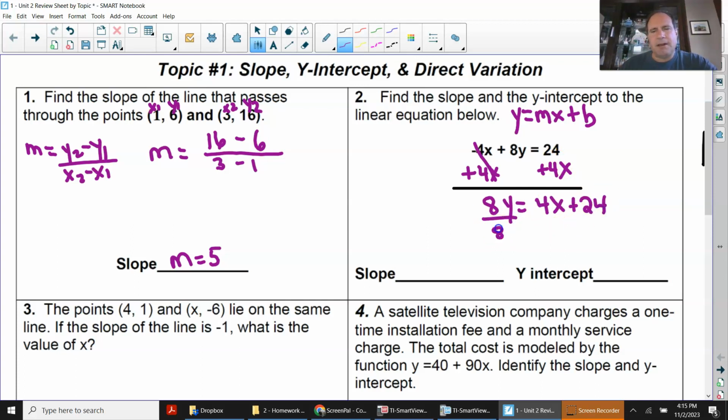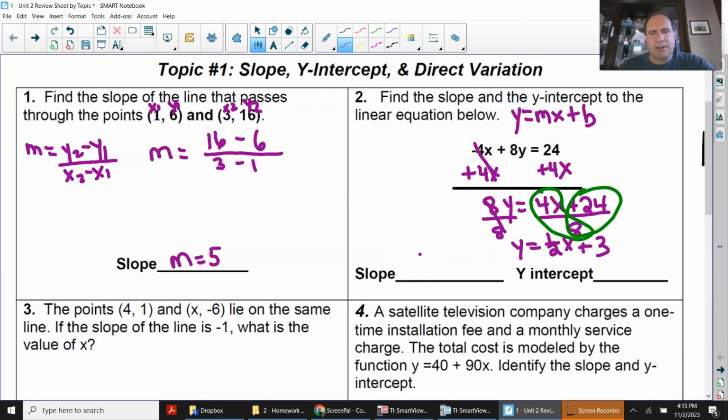Then I'm going to divide by the number that is next to the y, and I will get y equals. I am dividing by 8. When I divide 4 by 8, it's a fraction less than 1, it's a half. Bring down the x. Then 24 divided by 8 is 3, so I'm going to bring the 3 down. So I have y equals a half x plus 3.